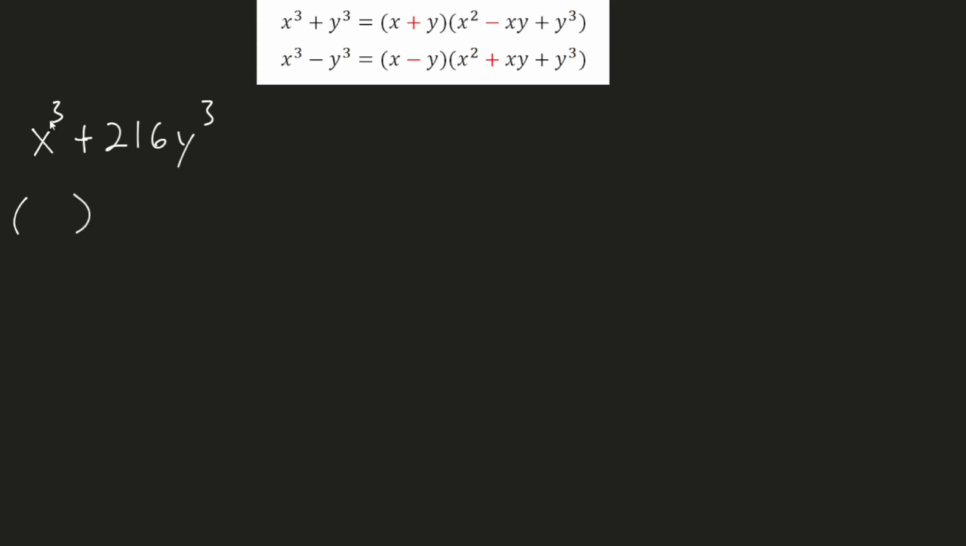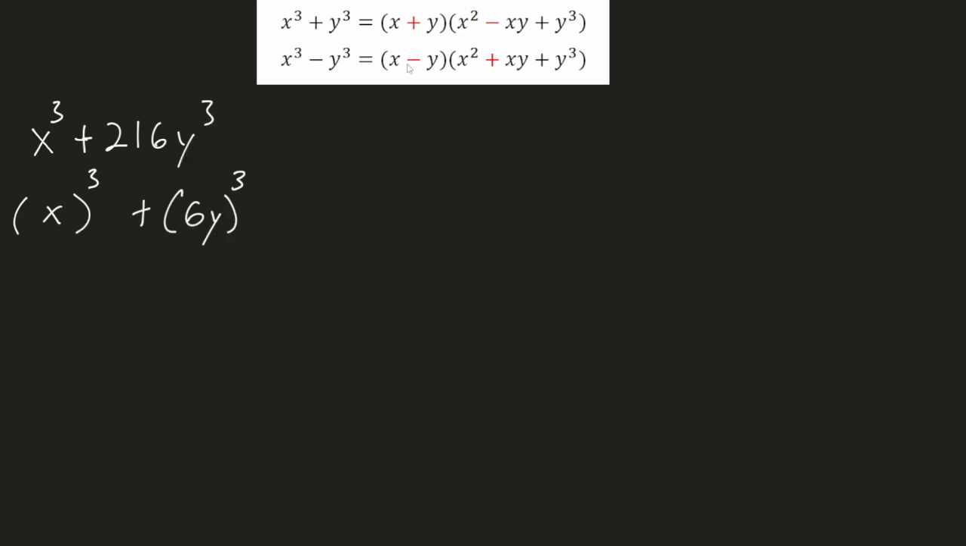We know the cubic root of x cubed is just x, and I can put the cube here, plus the cubic root of 216 is 6. You may not know that off the top of your head, but you can work it out. And then we have y, all in parentheses, cubed. So what we did was identify what the cubic root of each of these terms equals. x cubed, that's x, 216y cubed, that's 6y.